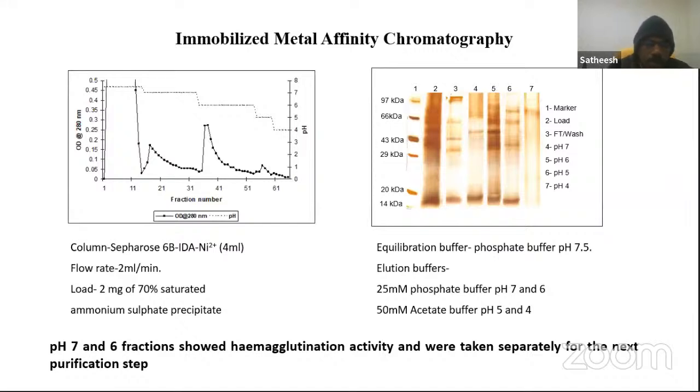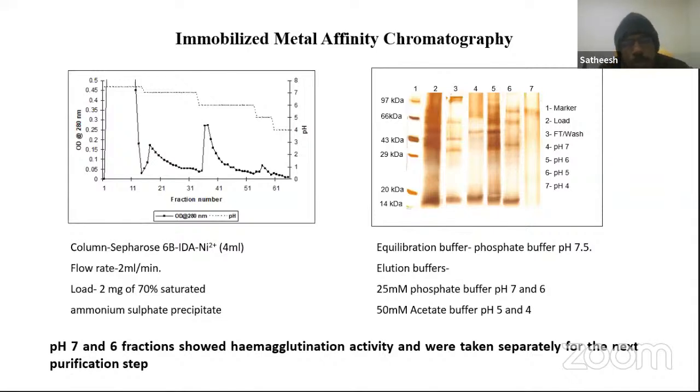There are mainly four divalent metals: nickel, zinc, copper, and cobalt. Here we have used nickel. The IDA is the ligand, and Sepharose 6B is the matrix. So there is a column with a matrix to which the nickel is added through the ligand IDA. You will take the extract and pass it through the column.